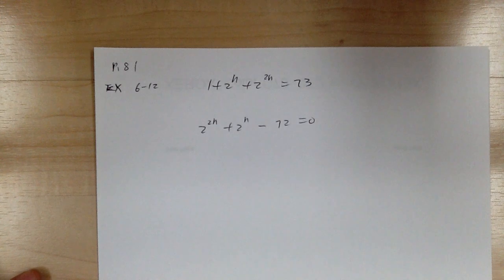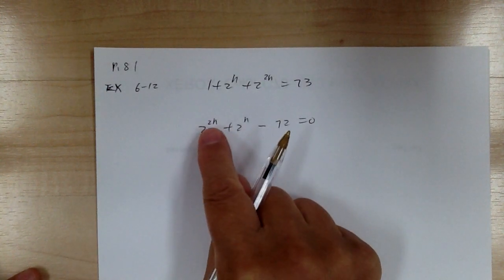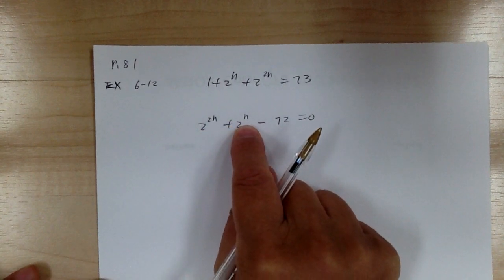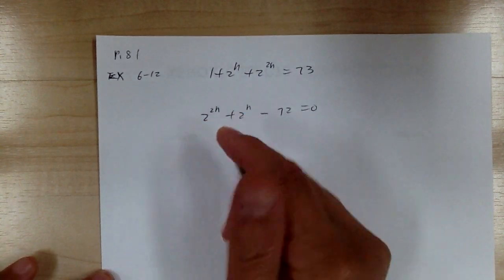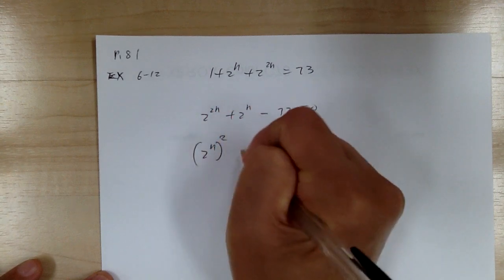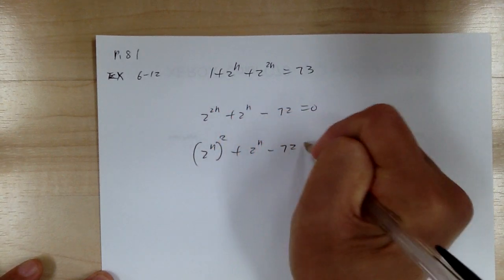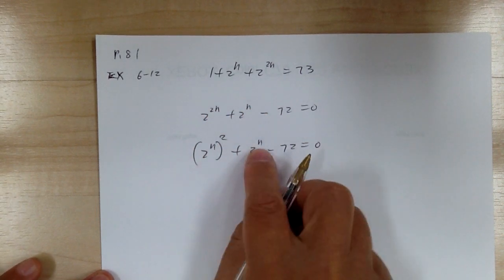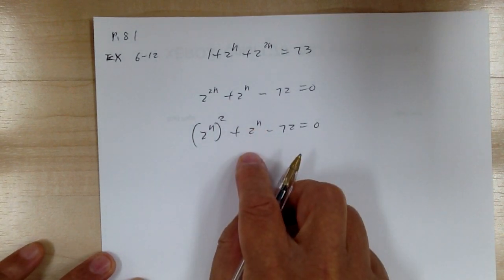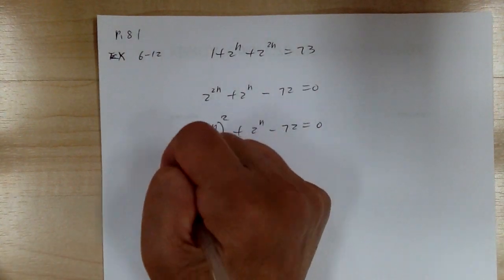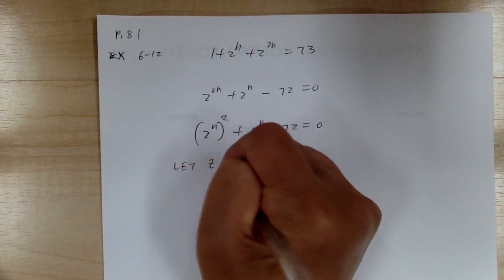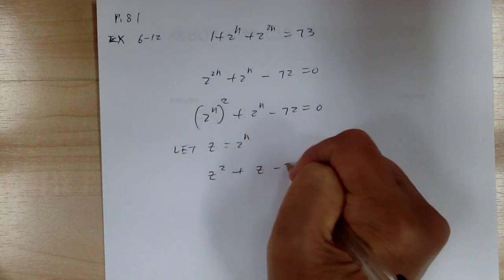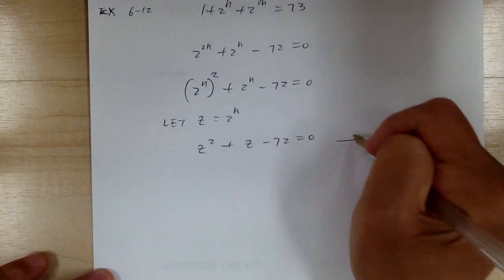Now what you need to do after that is, when one term is the square of the other term, notice this is the square of that, right? Because this is the same as 2 to the n squared. So when the exponent is twice that of the other one, it means it's a square of the other one. In this case, you want to use a substitution technique. So for example, let z equal to 2 to the n. So this becomes z squared plus z minus 72 equal to 0. And then you can go and solve for z.